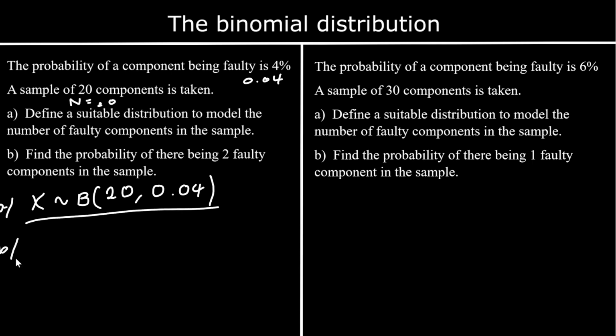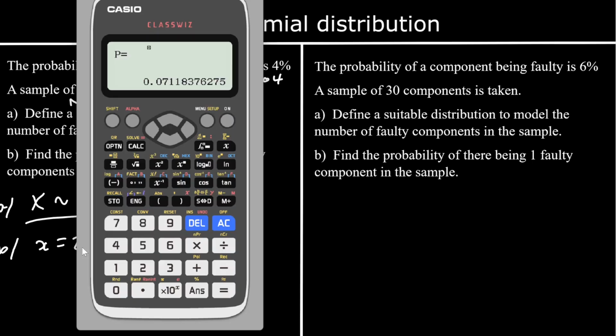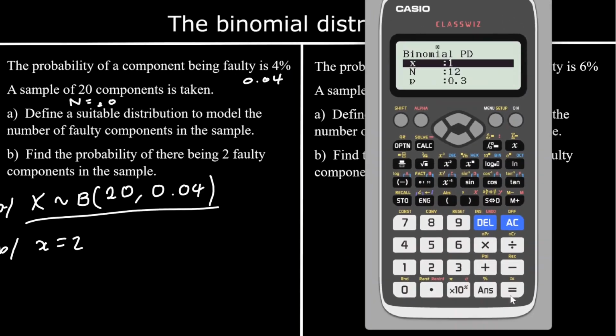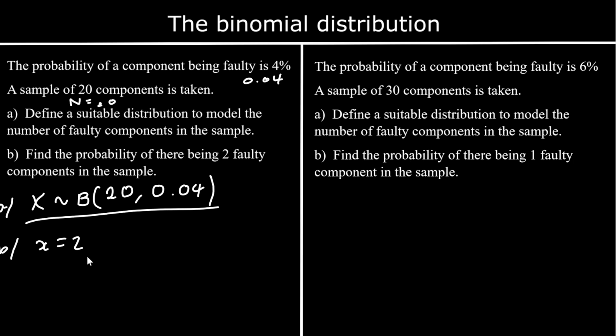For part B, we're going to use our distribution, find the probability of there being 2 faulty components in the sample. So X is going to be 2. So let's have X as 2, n is 20, the probability each time is 0.04, and we get 0.146.